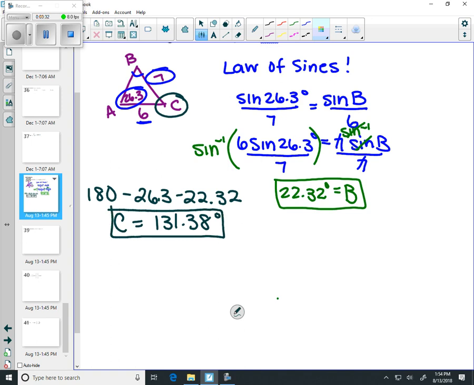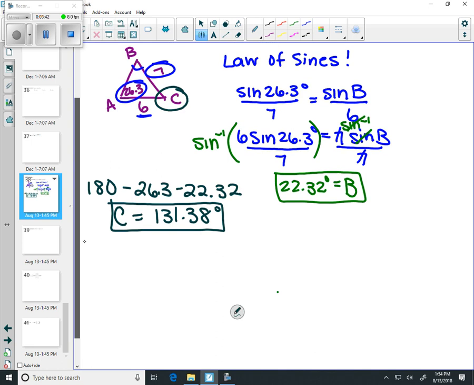And you need that so that you can find little c. So this order is important. You have to find big B first, and then you have to find big C, and then you can find side c.